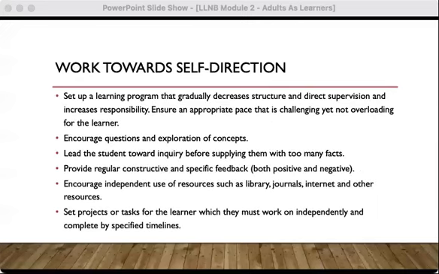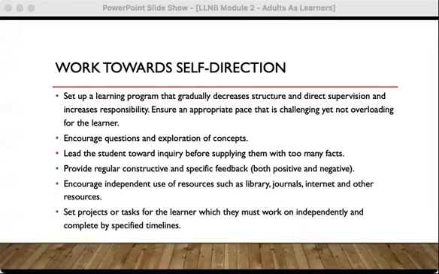We're working towards self-direction, and the following represents some practical ways that we can ensure that your learner is at the center of the learning process and experience. Set up a learning program that gradually decreases structure and direct supervision and increases responsibility. Ensure an appropriate pace that is challenging but not overloading for the learner. Encourage questions and exploration of concepts. Lead the learner toward inquiry before supplying them with too many facts.